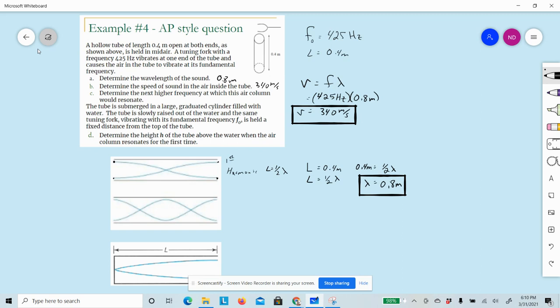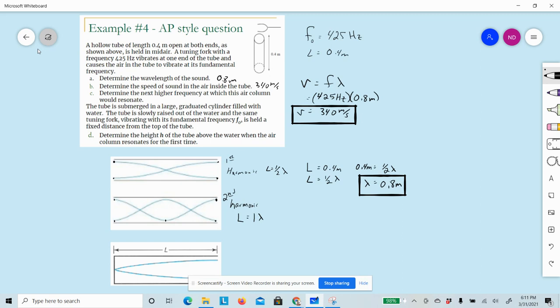The next higher frequency, the second harmonic, I have it drawn here. Here, L equals 1 wavelength. You go from crest to trough, back to crest. That's a full cycle. Crest to crest, or from trough all the way to trough. That is a full wave.